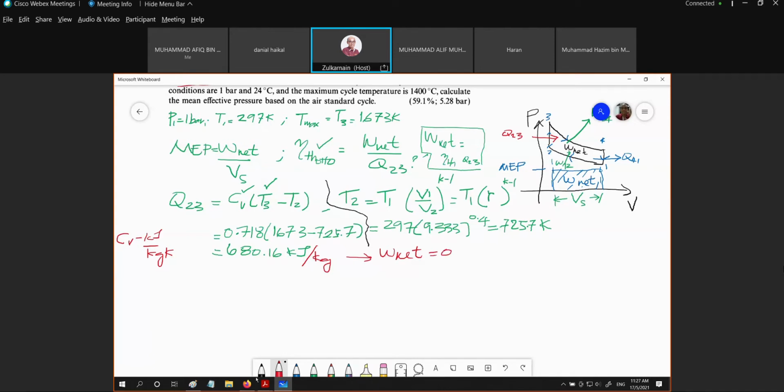The thermal efficiency is 0.591 multiplied by your Q in. Q23 is 680.16. So what is that? Anyone? 401.97. Why did I get 406? 0.591 multiplied by 680.16. Okay, thank you, that's right. 402.